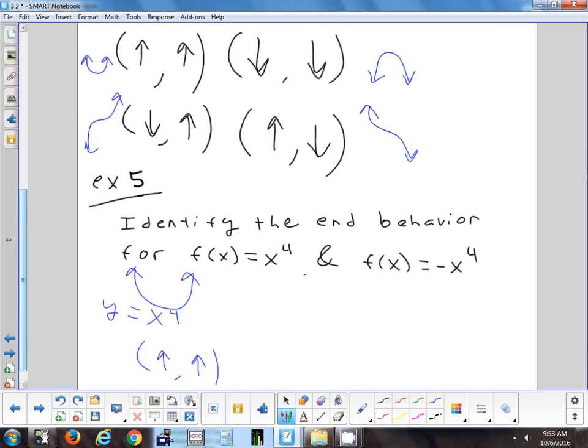How about this one? That's what y equals negative x to the 4th would look like. What's the end behavior there? Yeah, Nick? Both down. Down, down. So there's really an easy way to figure out what's happening. It all has to do with this exponent, and is the number in front of it a positive or a negative?